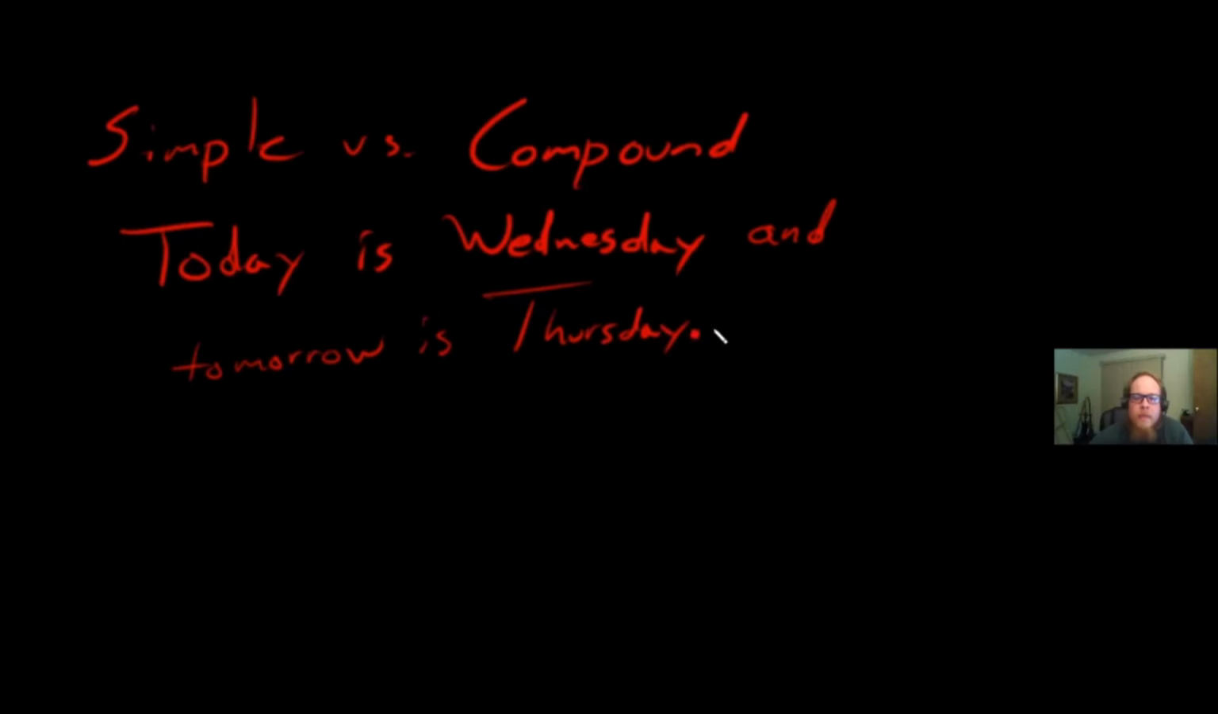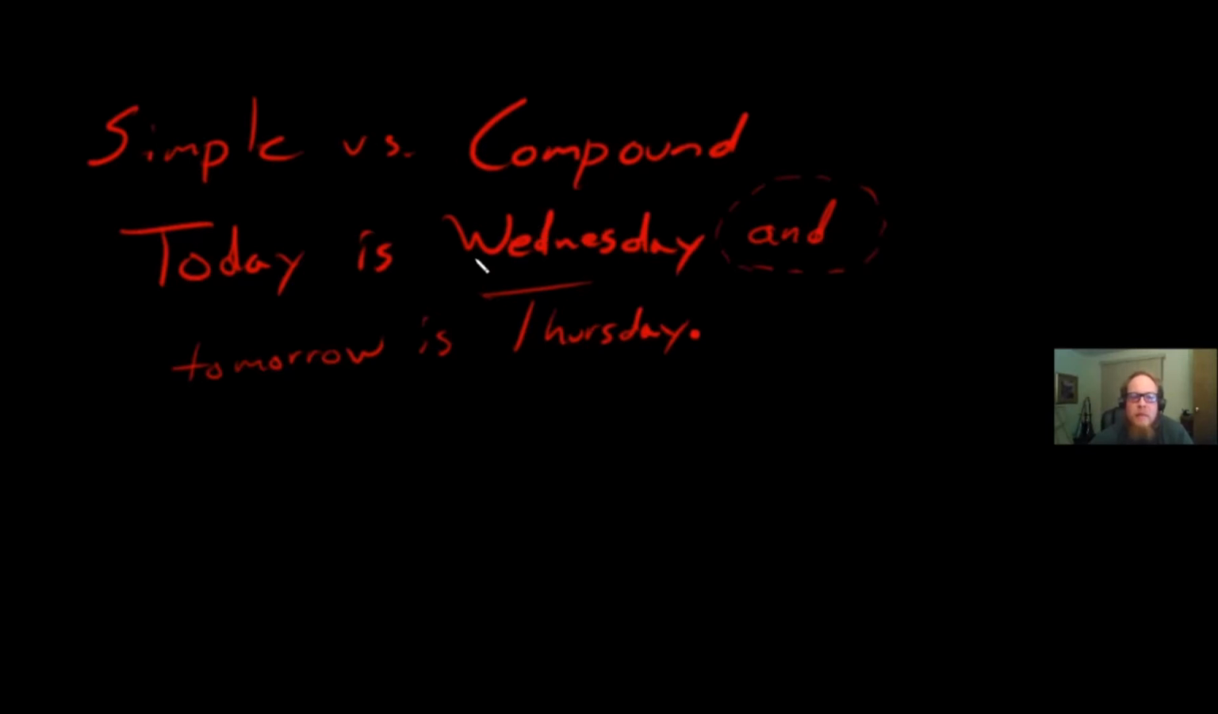Okay, so this is an example now of a compound statement, and it's compound because it's got this thing going on right here. This is a connective. This is something joining 2 statements together. So this thing going on right here, today is Wednesday, it's its own thing. It's got its own subject, verb, predicate. Subject there, today, verb is, predicate Wednesday.